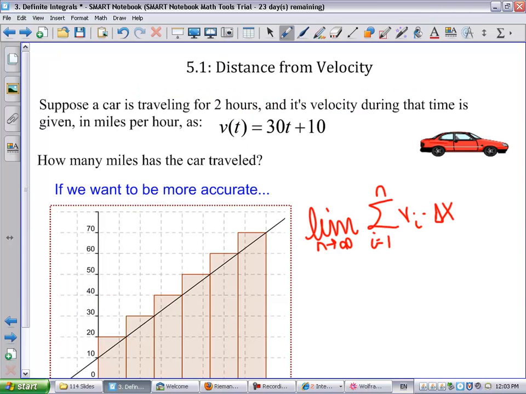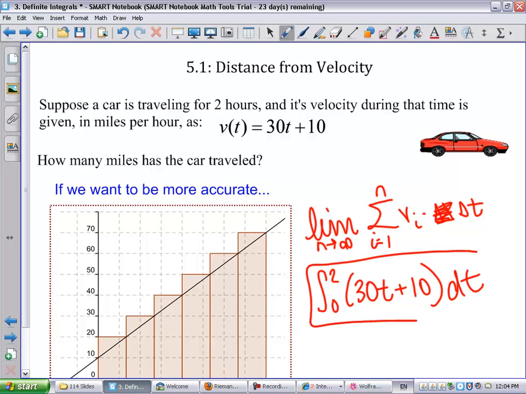So in this particular case, it's going to turn into the integral from 0 to 2, because we're going over the time period from 0 to 2, of 30t plus 10, because I should say delta t here, because we're using t as our variable. 30t plus 10 dt. And that is going to give you the distance traveled.